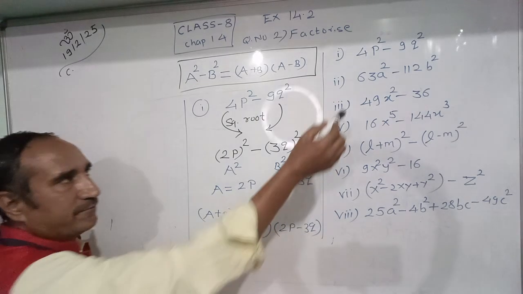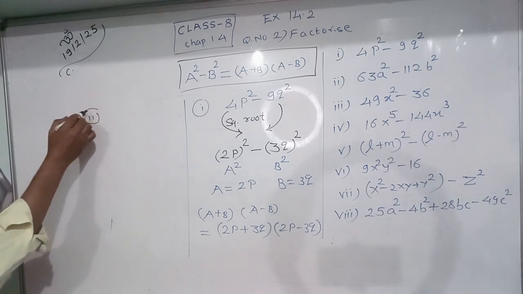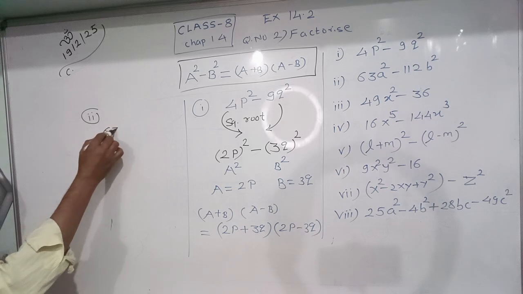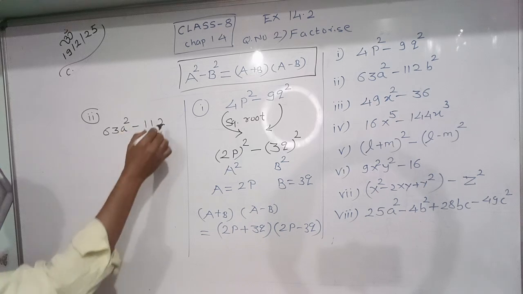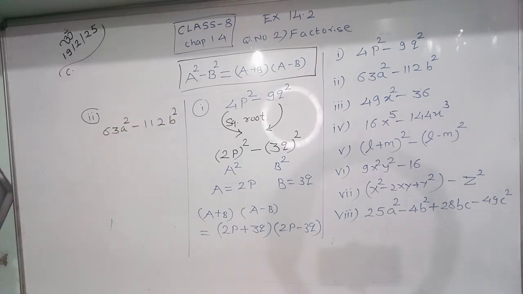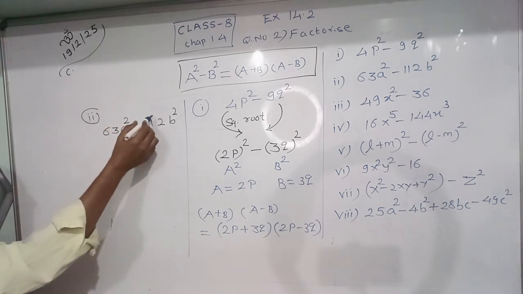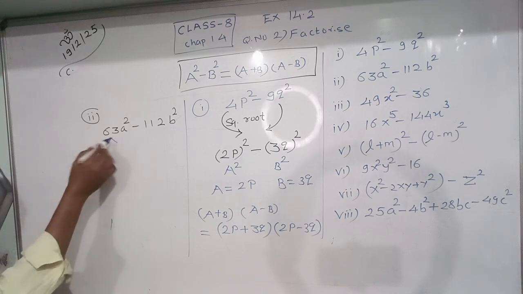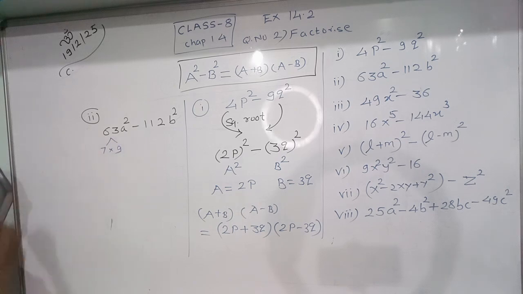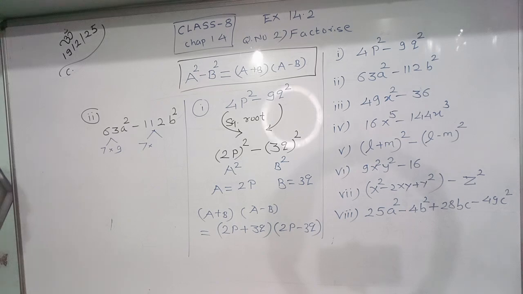In a similar way, we can find the factors of the second. See, 63 a square minus 112 b square. But here it is not a perfect square, and here it is also not a perfect square. So what can be the common factor? We can see this: 7 9s are 63, and this one is 7 again.